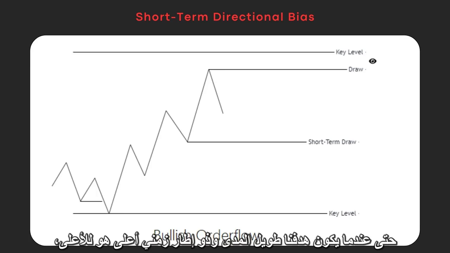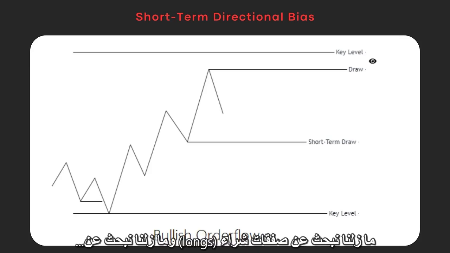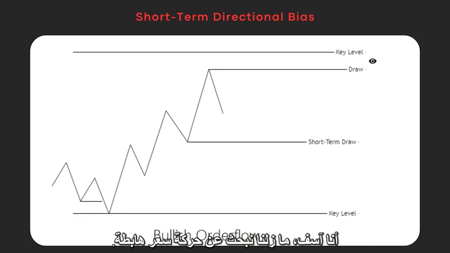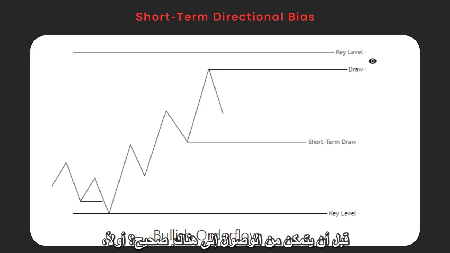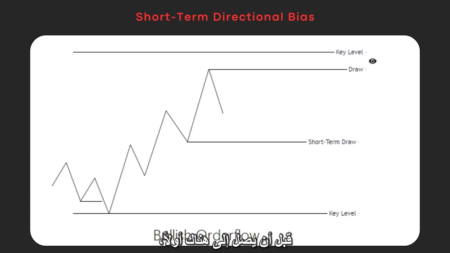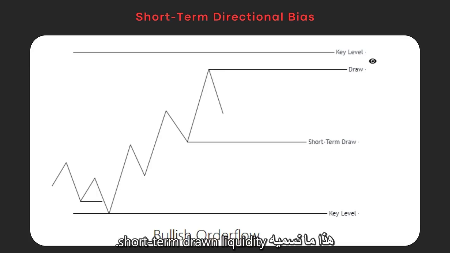Even when our long-term and higher time frame objective is higher and that is bullish to reach the key level, even with all of that, we still look for lower price action because we know that the market moves in profiles, right? And an objective order flow. Before it could reach there, first it has to reject below and determine where the retracement profile could end. That is what we call short-term drawn liquidity, right? Let's see what happens.